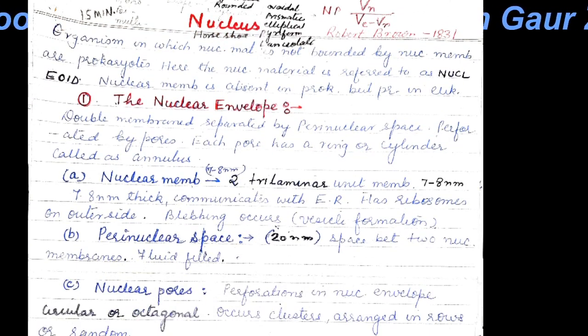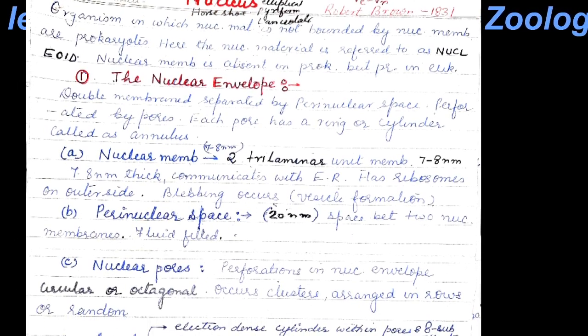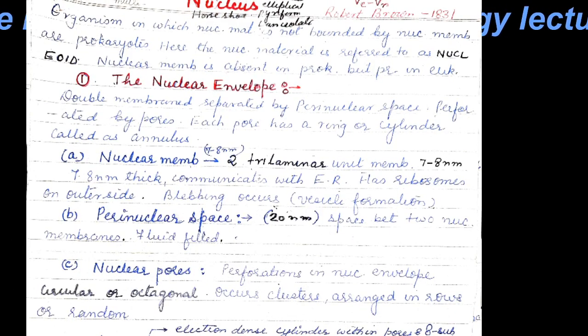Come to the structure of the nucleus. There are two parts present in the nucleus. One is the nuclear envelope, and the part which is contained inside the nuclear envelope, that means the nucleoplasm. The nuclear envelope is a double membrane structure separated by perinuclear space. Frequently it is perforated by pores. Each pore has a ring or cylinder called the annulus.